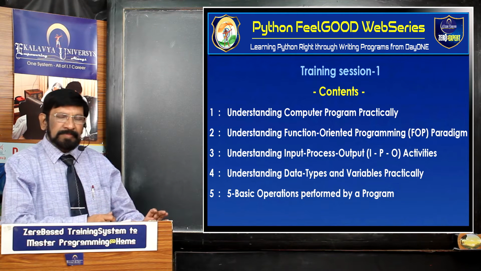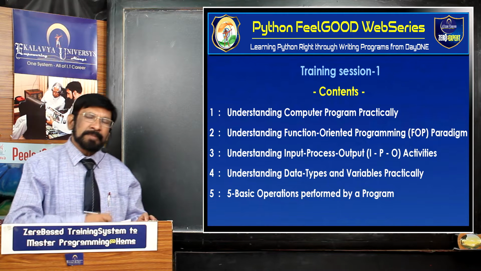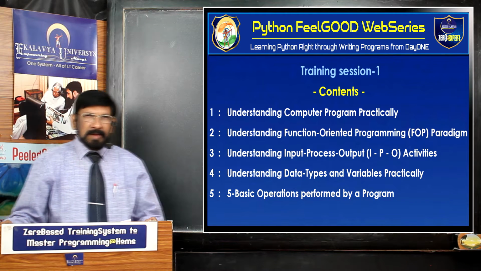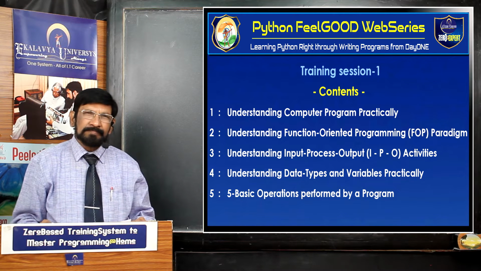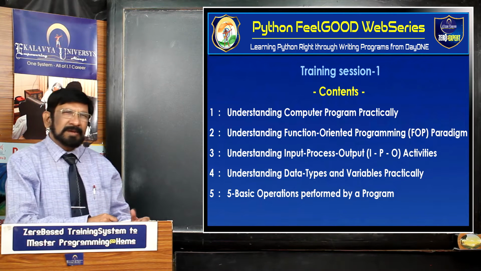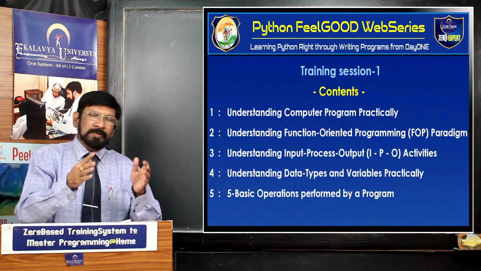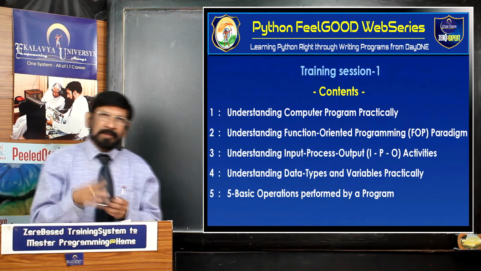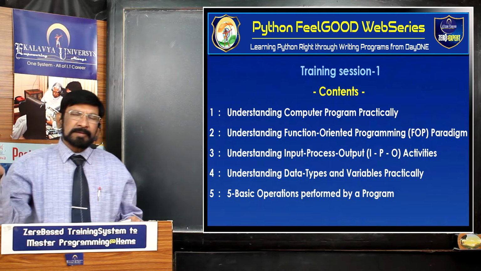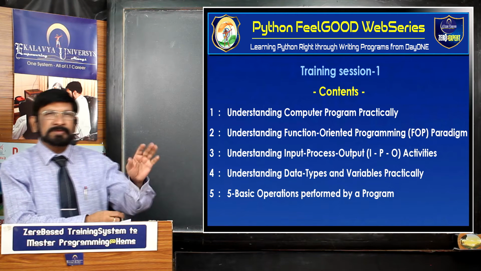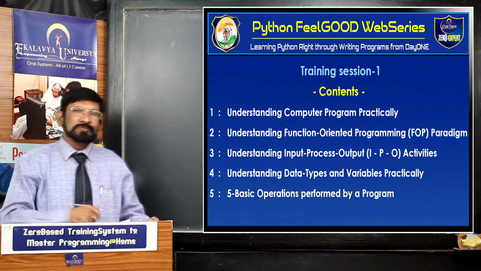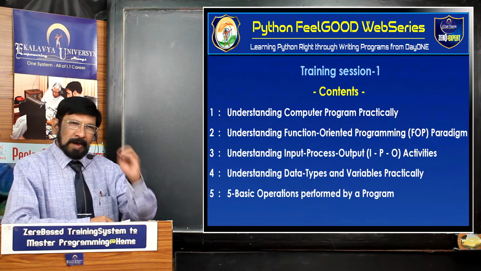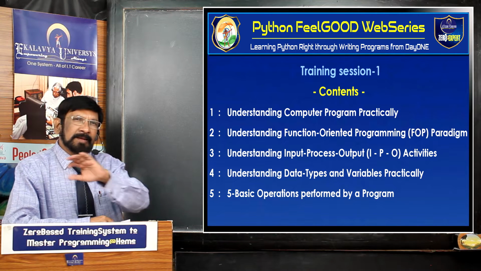The first one is understanding computer program practically. Actually, if I have to explain what is a computer program, within 2 lines I can explain a definition. A computer program is a set of instructions which act upon set of data in order to achieve predefined task, and which is executed on a computer. If I explain like that, there is no use at all. Actually, you have to understand it practically and own it.